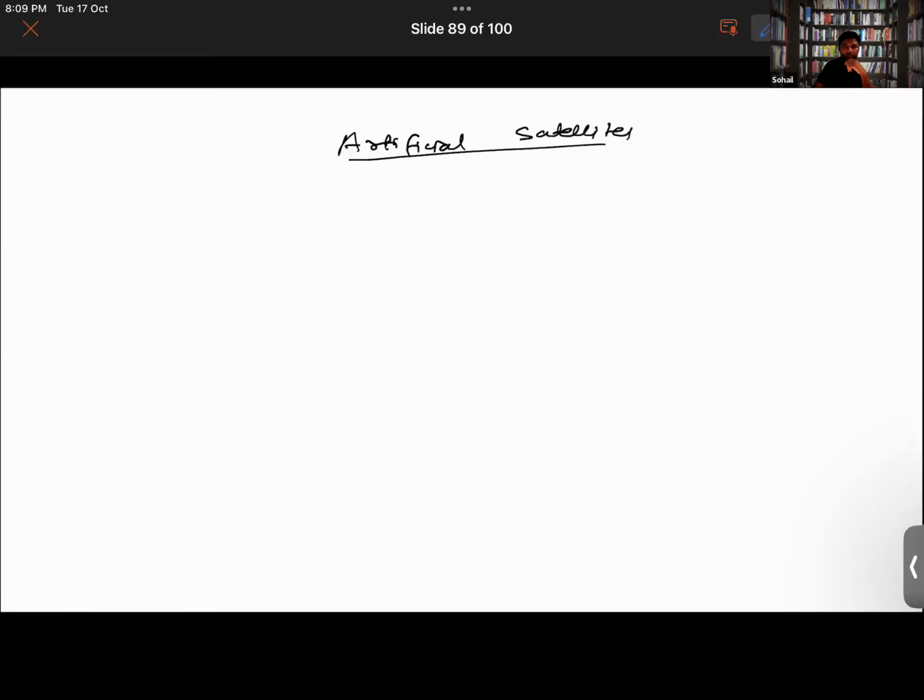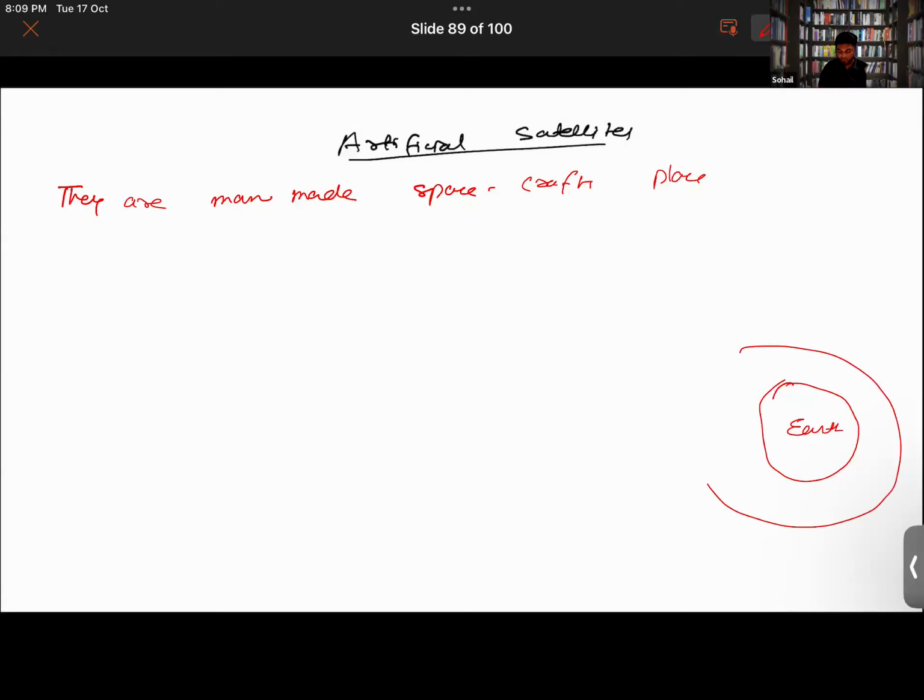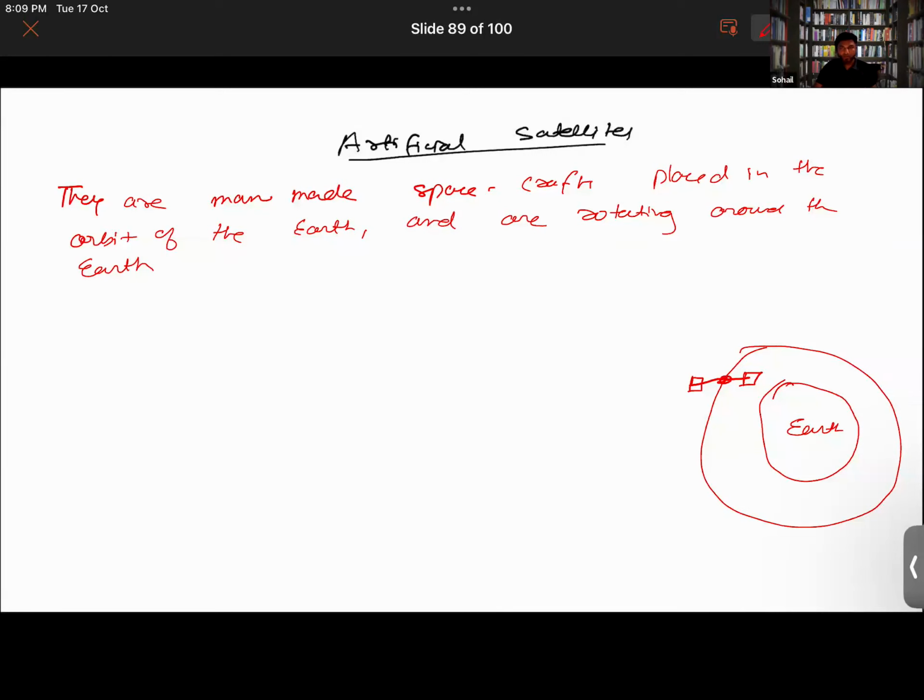Okay, so I was saying that artificial satellites are man-made spacecrafts. And where do we place them? In the orbit of the Earth. We place them in the orbit of the Earth, around which the satellites will be placed here. So they are man-made spacecrafts placed in the orbit of the Earth, and are rotating around the Earth right now. Okay. That is basically artificial satellites, right?